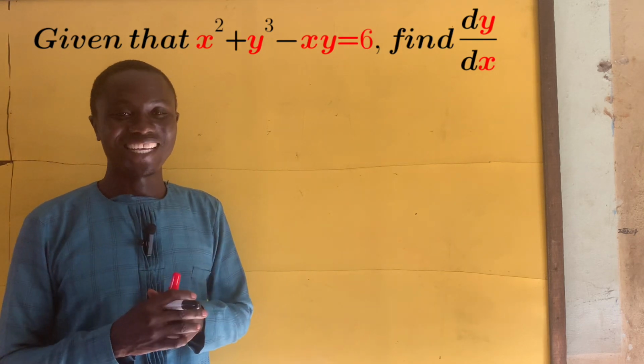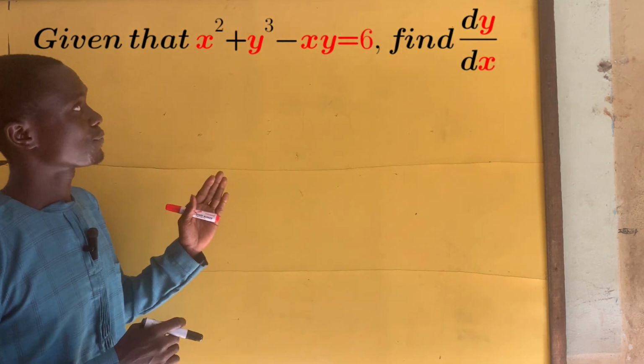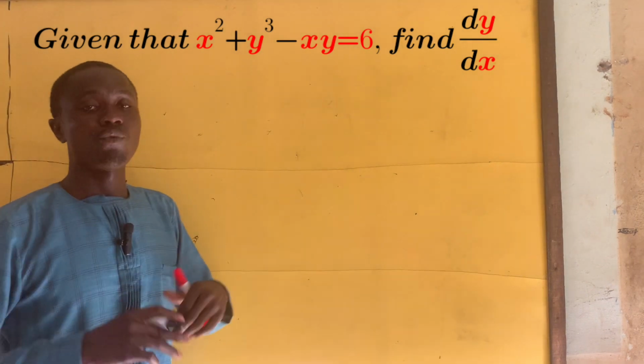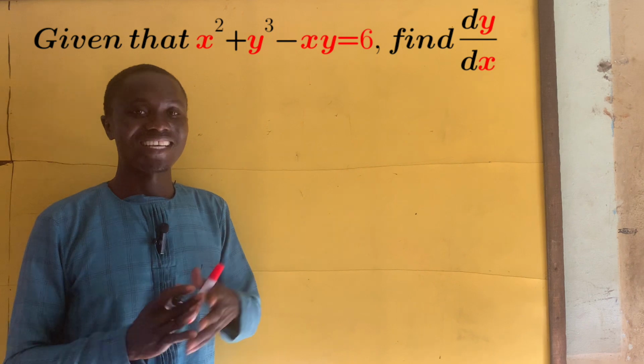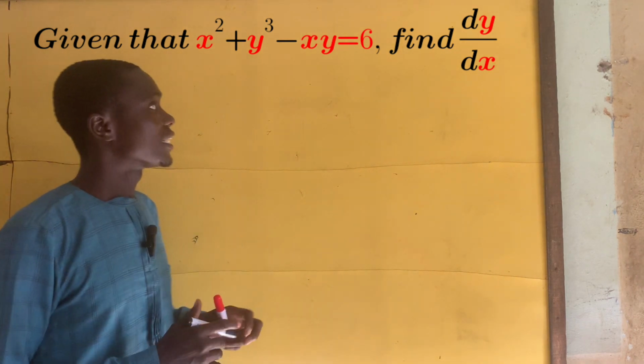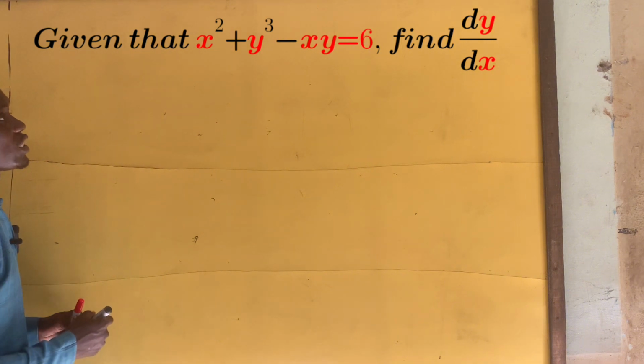I am Mensa Augustine. In this lesson, we're given that x squared plus y cubed minus xy equals 6. We have to find dy/dx. Thanks to Favor from Nigeria for sending me this question. Now, how do we do this in a very simple way?